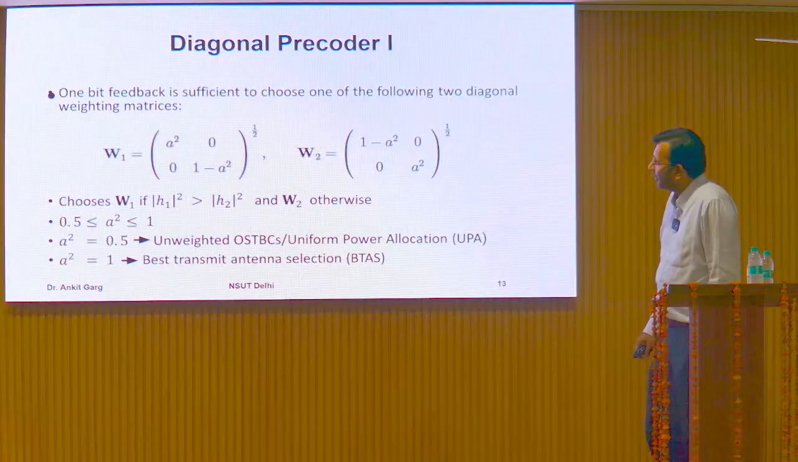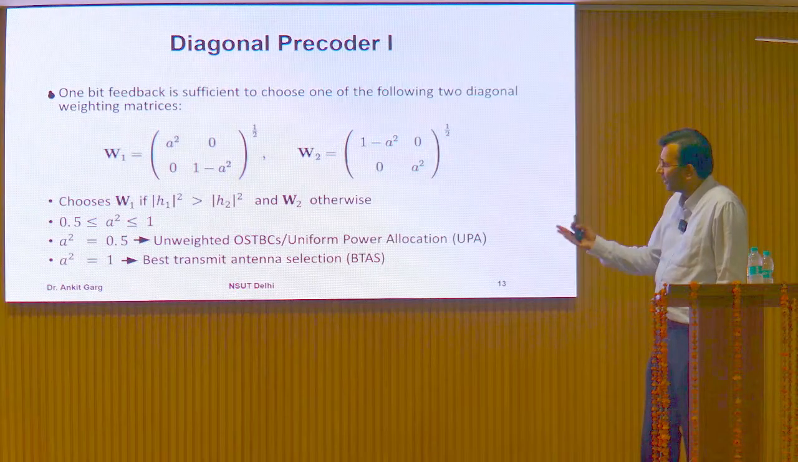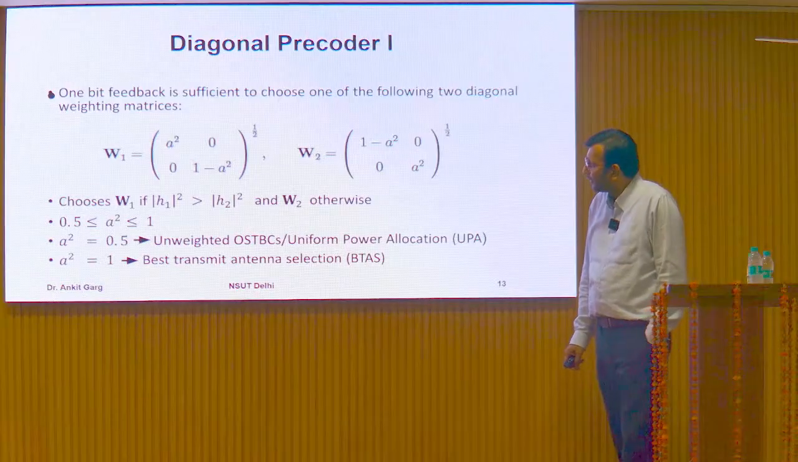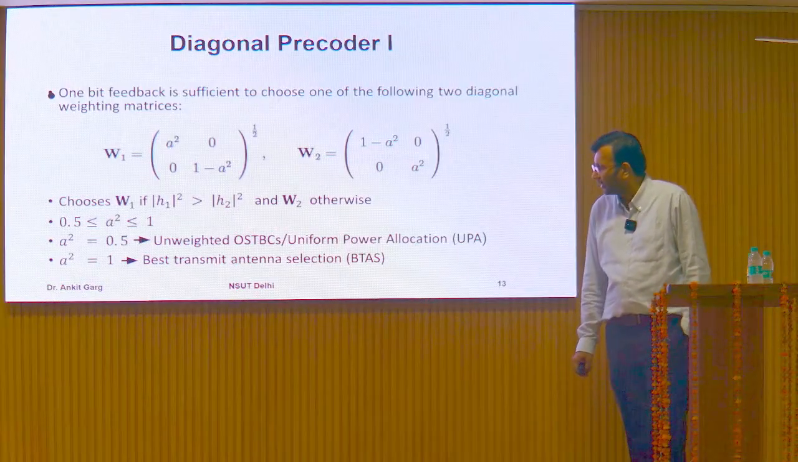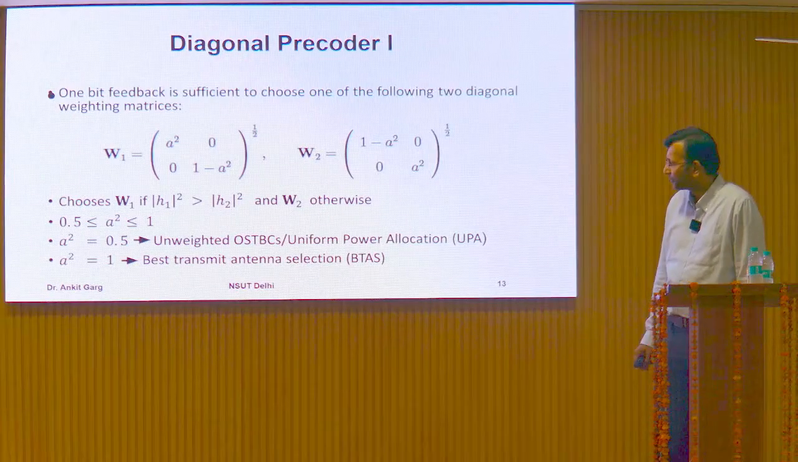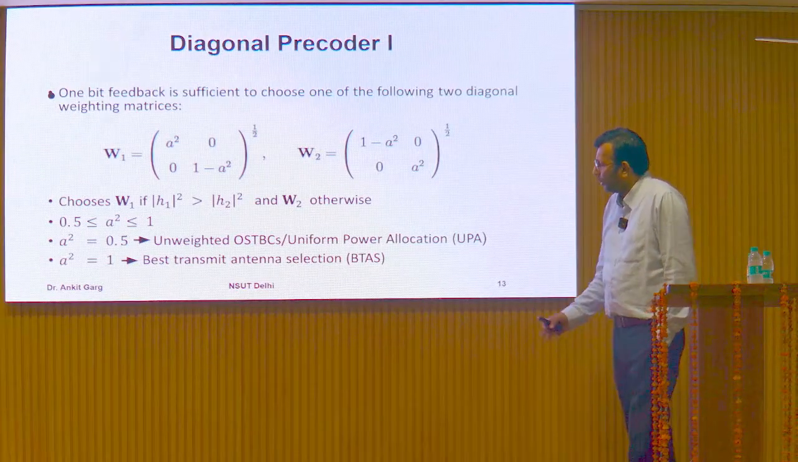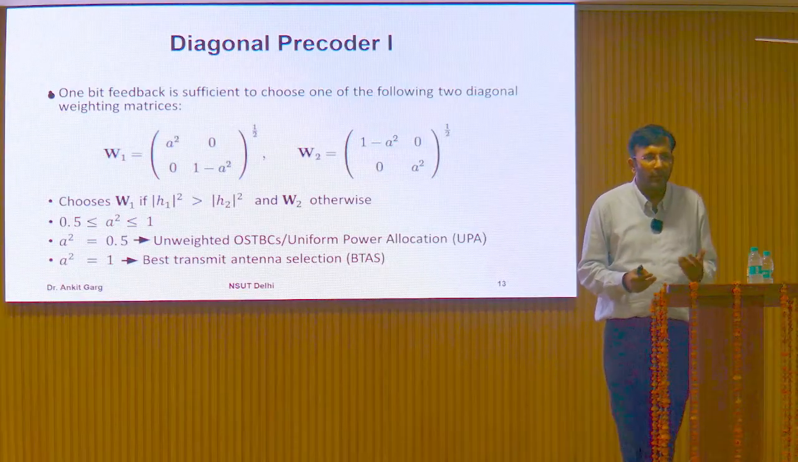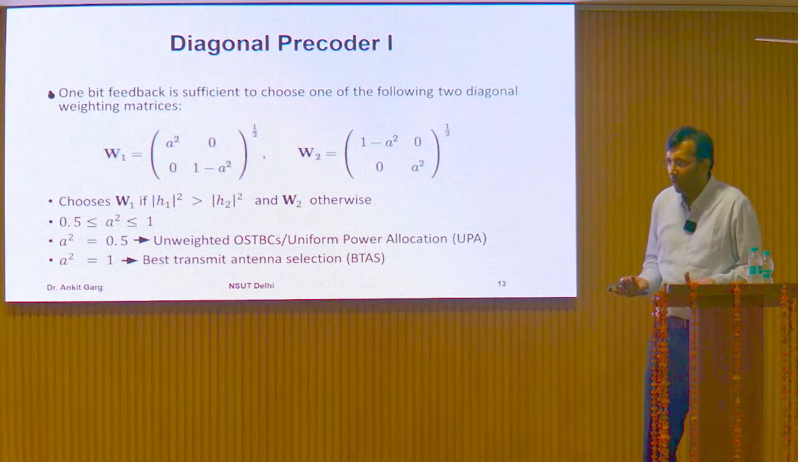So here is a precoder structure: a square, 1 minus a square, a diagonal precoder structure. As I've explained, if the gain of channel 1 is greater than channel 2, we would choose W1, otherwise W2. Okay, fine, we choose W1. Then what next? What would be the values of a square? How do we choose that?